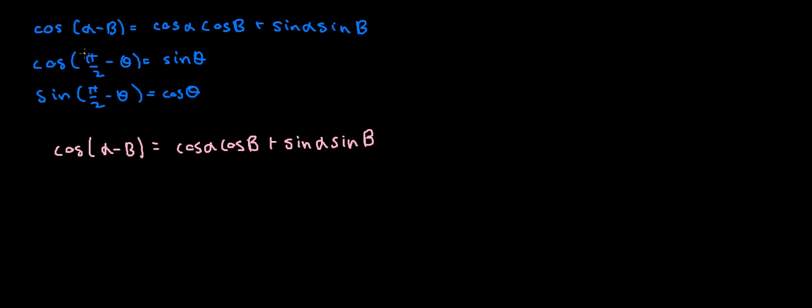Next, I'm going to use the fact that cosine of pi over 2 minus theta is equal to sine theta. So I'm going to be able to change this left-hand side into a sine. And I'm going to do that by making the substitution alpha is equal to pi over 2 and beta is equal to alpha plus beta.